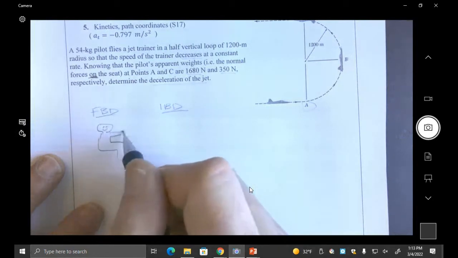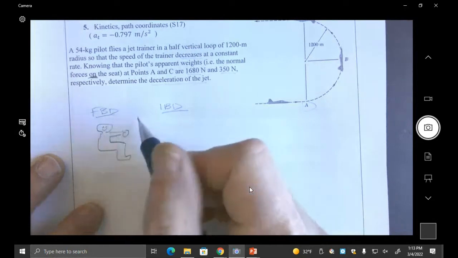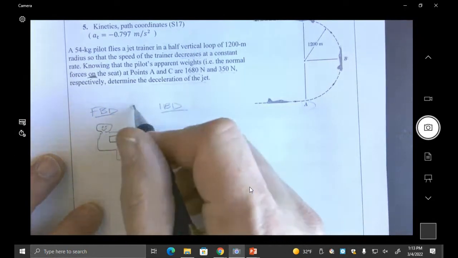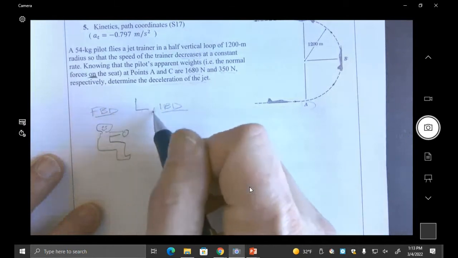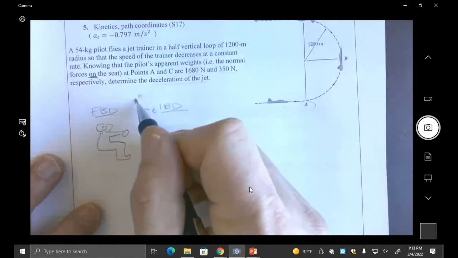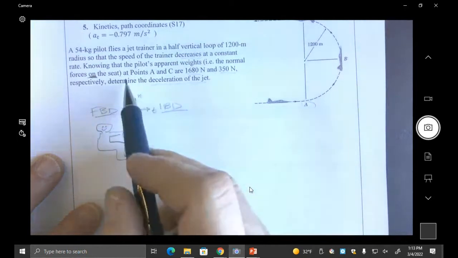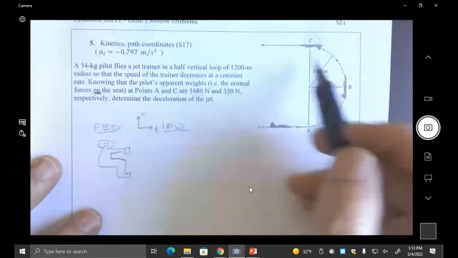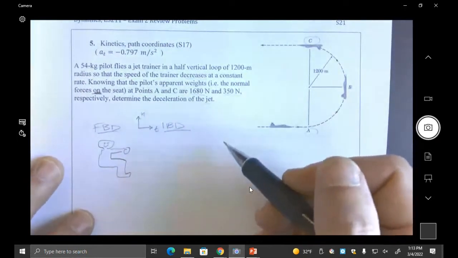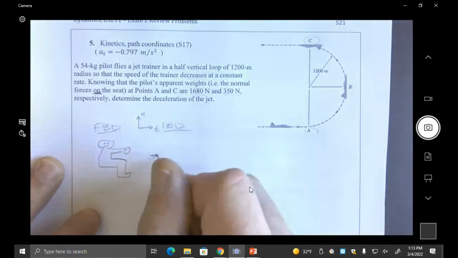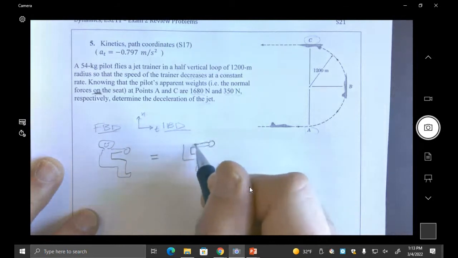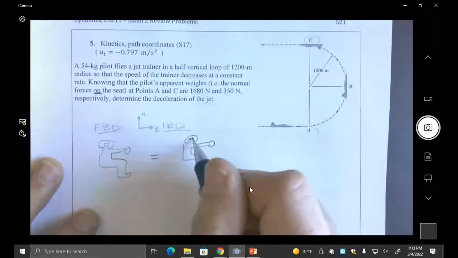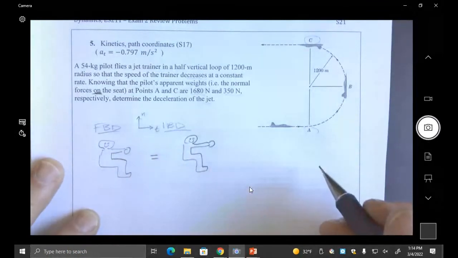Make him happy. And he's a little fighter pilot, so he's a little evil. And in this case, let's make that tangent and normal. We recognize that he's going through this loop, so it's probably the tangential and normal directions. We'll draw these on here.